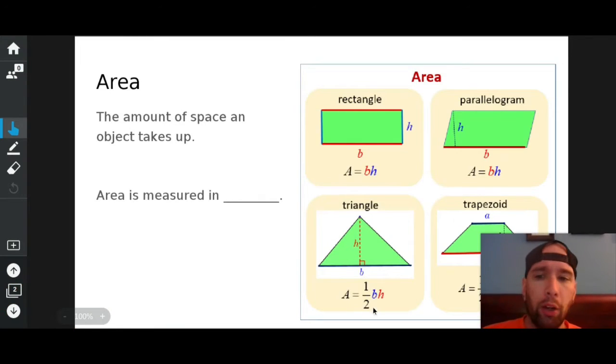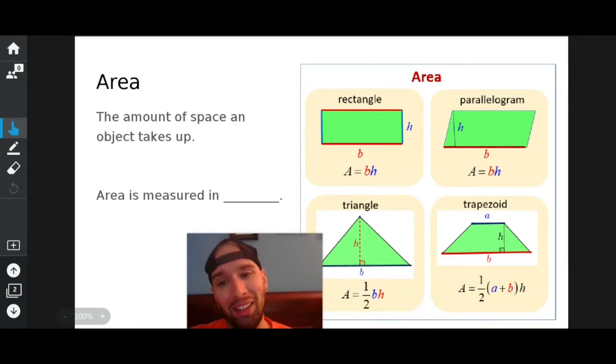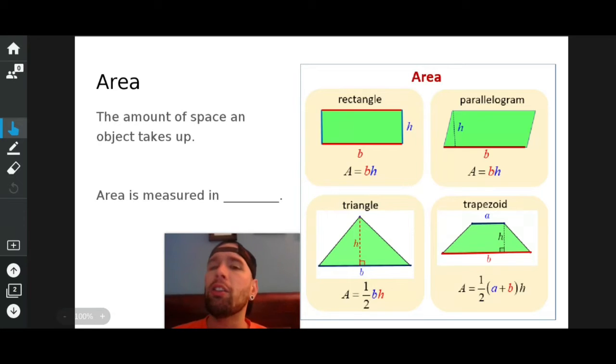Let's talk about area. Area is the amount of space an object takes up. Area is the green stuff here. The area of that rectangle is the green space that is created by that rectangle. If I wanted to find the area, in most of these problems, it involves taking a base and a height and multiplying them together, and in some other cases, I have to do just a little bit more.